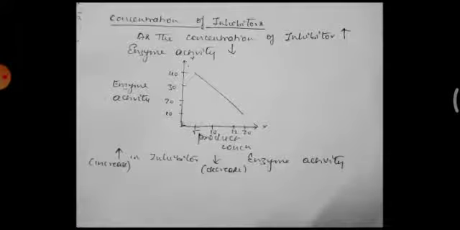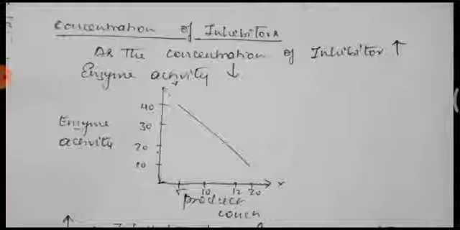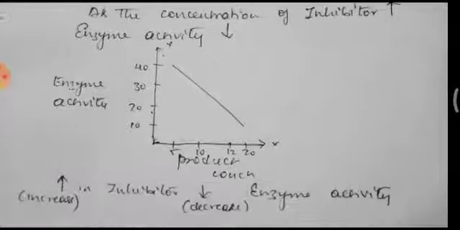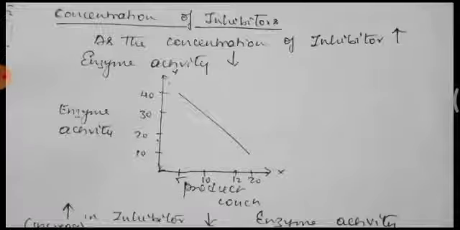Next, we are going to discuss the concentration of inhibitors. Inhibit means stop. There are certain factors which stop or inhibit the functioning of enzymes, and they are detrimental for the enzymes. As the concentration of inhibitor increases, enzyme activity decreases. Here you can see the concentration of inhibitor, not product. At the bottom it is written as product concentration, but it is inhibitor concentration, 5, 10, 20, 30, like that.